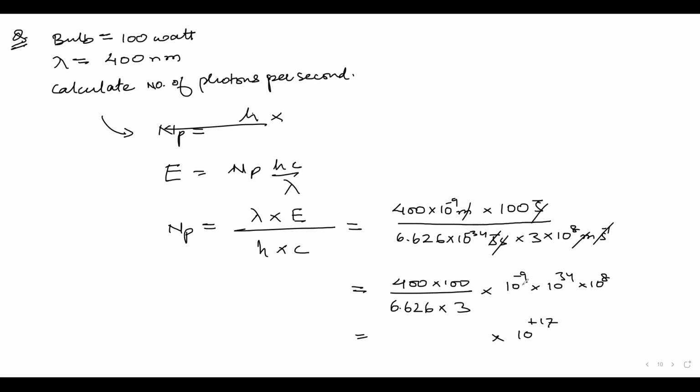Now we have 400. We can even do 400 and 100 into powers of 10, but I'm just leaving it here. So you will get this as 2012.2. So you can write this as 2.01 into 10 to the power 20 photons. Okay, so I guess Hamza, you got this answer, no? 20.20. Right. So please copy this if you have not calculated.